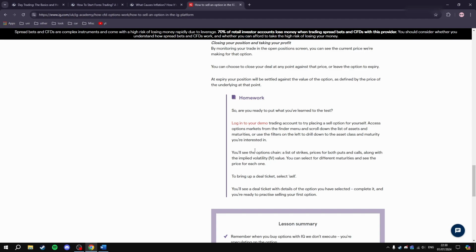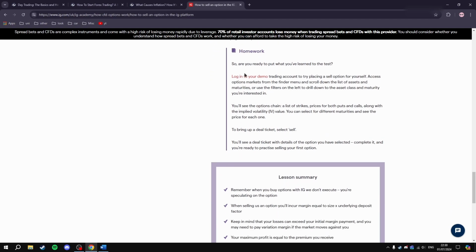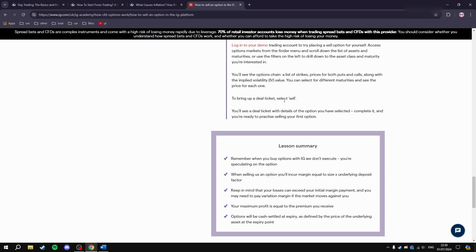Okay. So, are you ready to put what you learnt to the test? Log into your demo trading account to try placing a sell option for yourself. Access options markets from the Finder menu and scroll down to the list of assets and maturities. Or use the filters on the left to drill down the asset classes and maturity you're interested in. You'll see the options chain, a list of strikes, prices for both puts and calls, along with the implied volatility value. You can select different maturities and see the prices for each one.